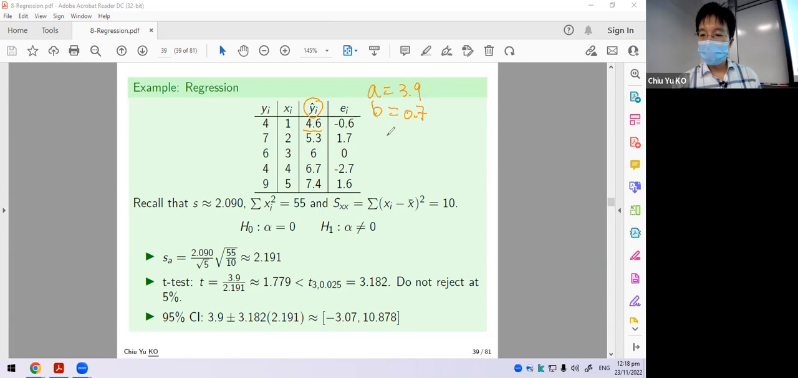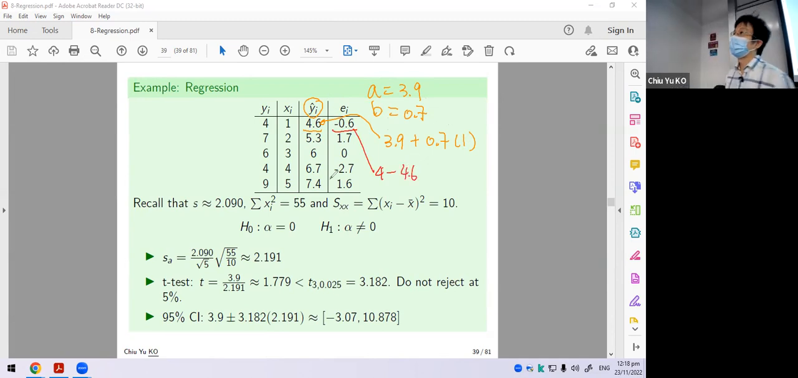It's just 3.9 plus 0.7 times 1. So that is how you get 4.6, right? And how you get this ei, it's just 4 minus 4.6, okay? So I hope you remember how you create this table, right?